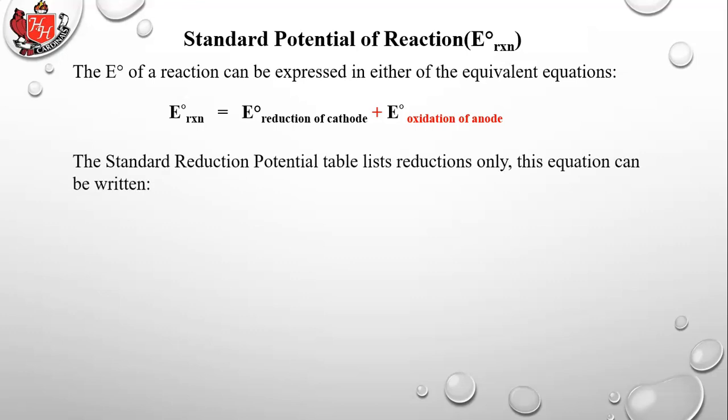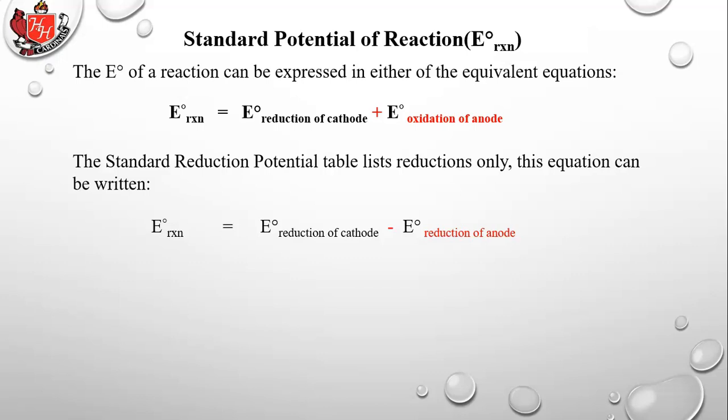The standard reduction potential table lists reductions only, so this equation can be written if you want to do it this way. Understand this is the same equation, that the standard potential of the reaction equals the reduction of the cathode, what we have up in the equation above, but now what you simply do is you say minus the reduction of the anode. In other words, the zinc is shown as a reduction reaction. It really should be an oxidation, so instead of adding it, you're subtracting it. It's just playing with the equations.